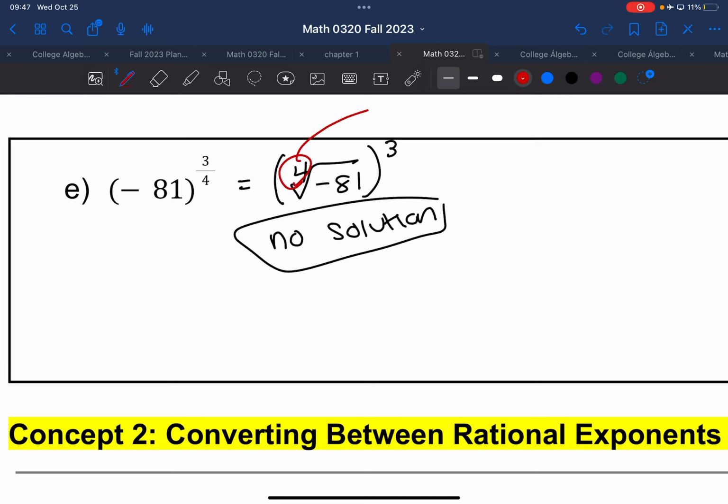And again, this is because this is even. Okay. If it was odd, would we be able to continue and get an answer? Yes. Yeah.